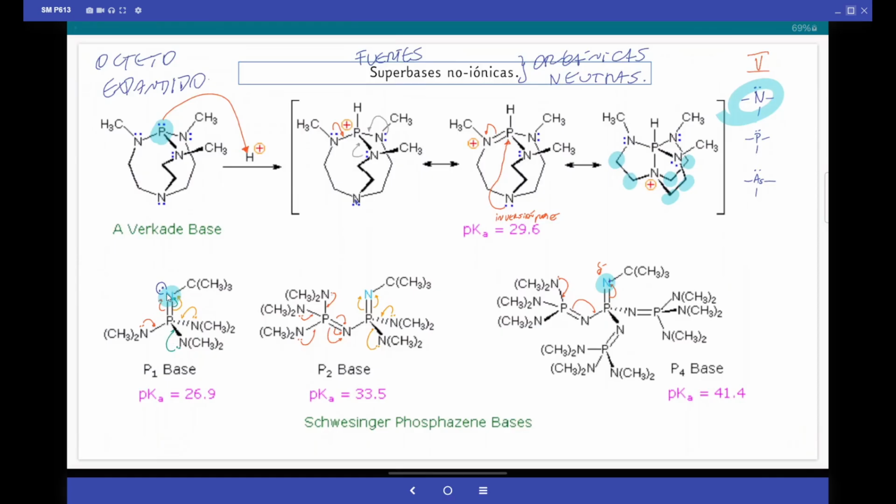But here it is the nitrogen, and in this case the Verkade base is rare: a protonable phosphorus atom, a nonionic superbase. The pKa is around 30, which is super basic.